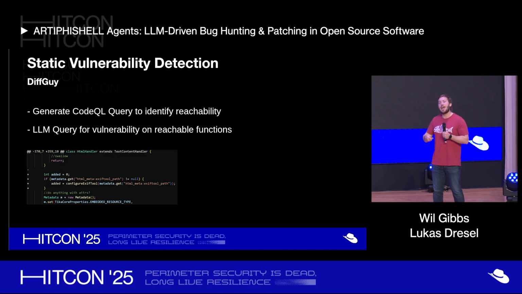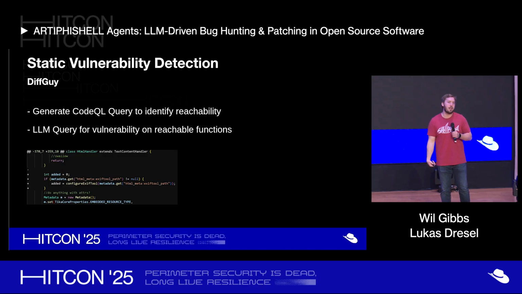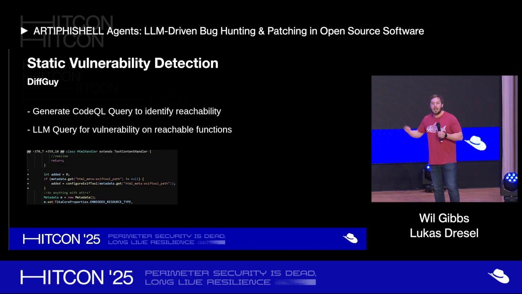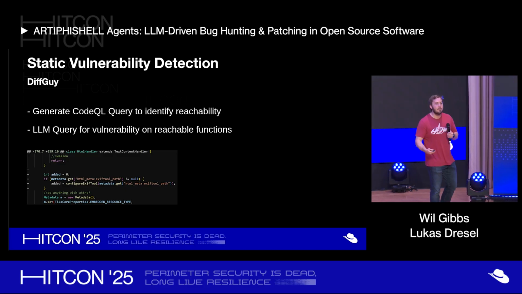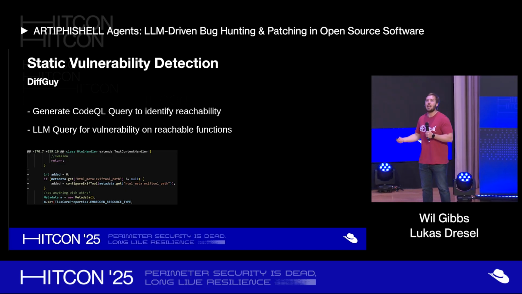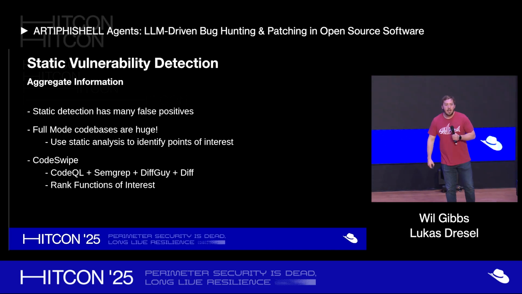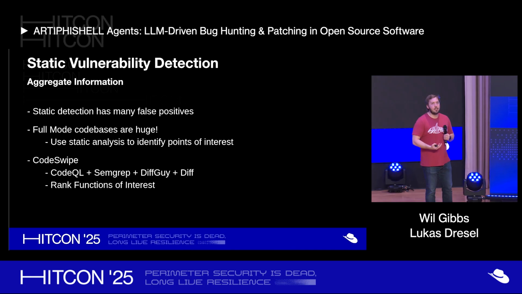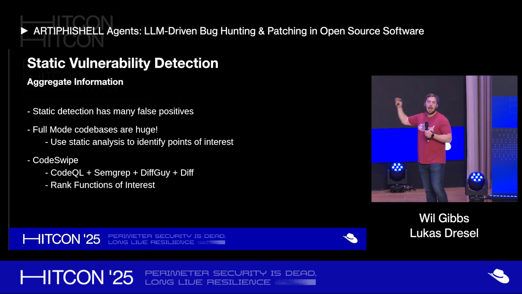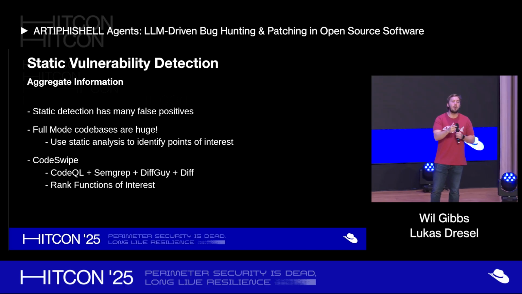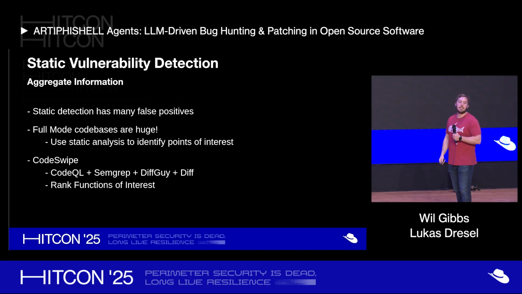And then on top of that, after we retrieve the results from these queries, we then use LLMs to analyze: are there any bugs in any of these functions that are related to this ultimate diff? Here you can see an example of an EXIF bug that's relatively easily findable if you're able to reach it. And then we aggregate this information. We have different sources. We have diffguy, we have CodeQL, we have semgrep that all tell us, hey, these locations are important. You need to look at these locations.